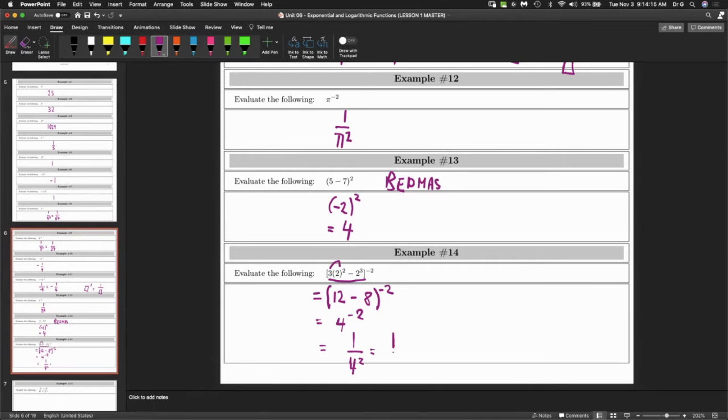This is very painful for me to do, guys. Sorry. It's just this thing is so slow writing with it. 1 over 16.